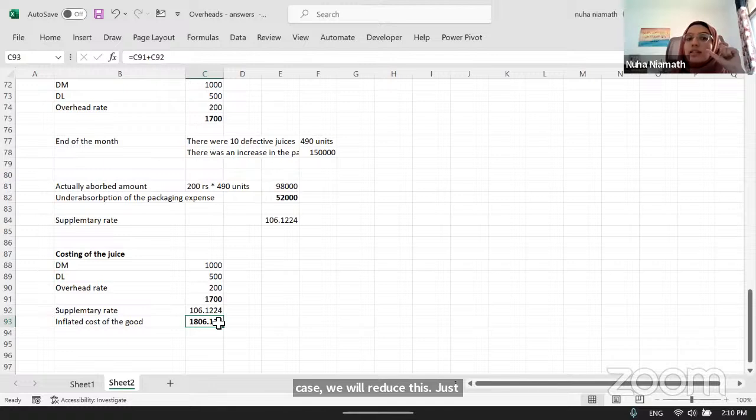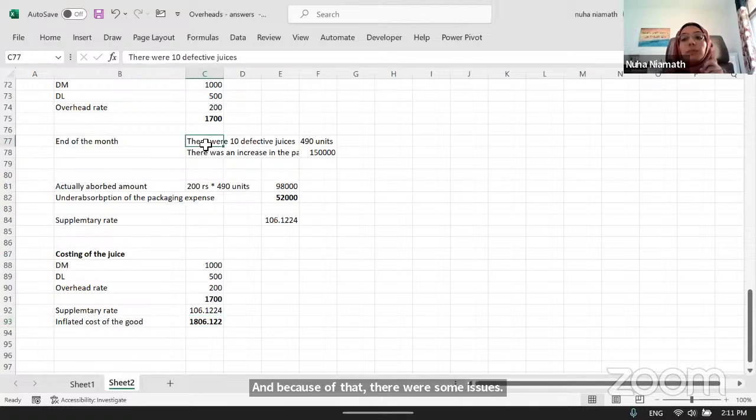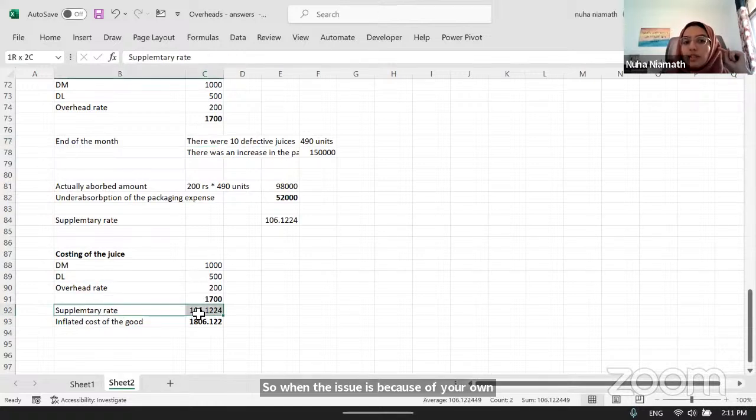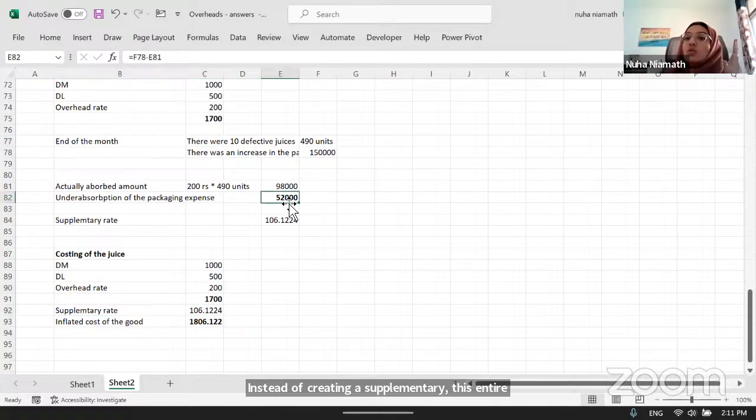The second case is where this is not because of increase or decrease in the prices, but because you made a mistake. You, as in the organization. So sometimes the organization did not keep a proper check and control on its goods. And because of that, there were some issues. So these 10 defective pieces I'm saying are because of the vendor. But there could be a situation where because of the organization's own issues, there were some inefficiencies which caused an increase in the expenses. Like overtime, because laborers had to work more instead of the regular timing. So when the issue is because of your own inefficiencies, instead of creating a supplementary rate, this entire difference of 52,000 will be transferred to the costing P&L, and we will not inflate the cost of the good. Instead, it will directly be transferred to the costing P&L account. Are we clear?